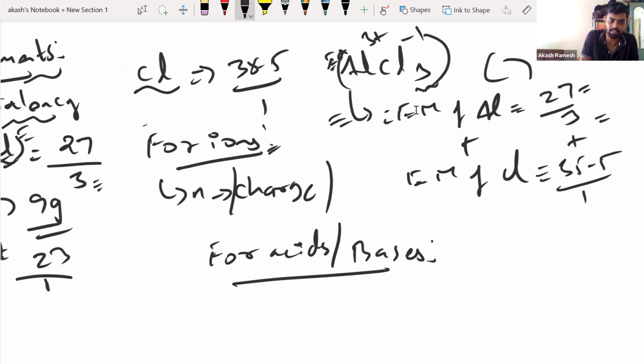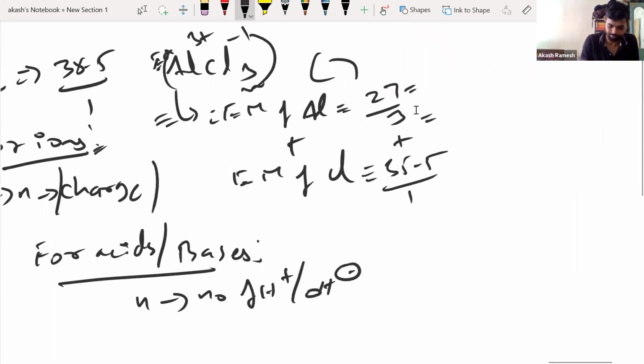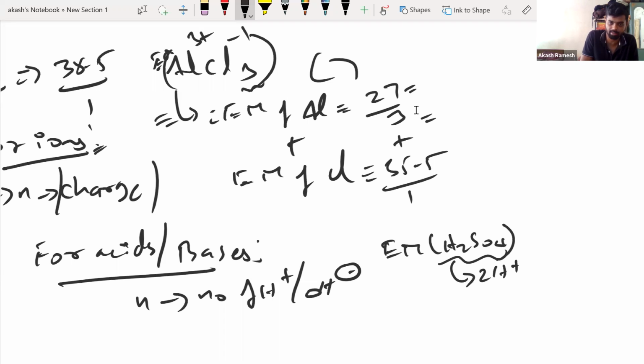Okay, for acids or bases, the n factor is nothing but the number of H+ or OH- ions which can be produced from a single molecule of the acid or base. For example, if I ask you what is the equivalent mass of H2SO4, it's an acid, and it can give me 2 H+ ions. So it would be 98, which is the molar mass of H2SO4, divided by the n factor, in this case the number of H+ ions, which is 2. So it will be 49 grams.